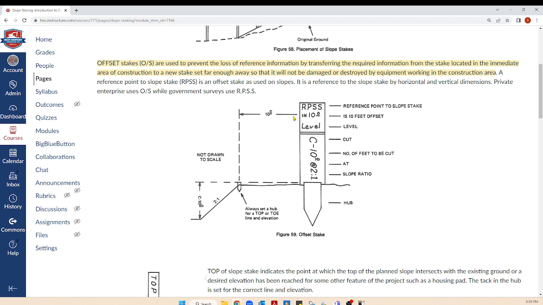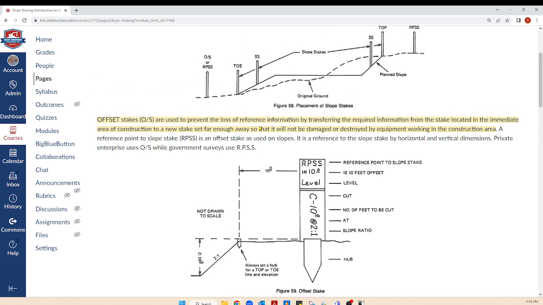It is a reference to the slope stake by horizontal and vertical dimensions. Now, private enterprise sometimes use OS instead of reference point, instead of RPSS, while government services might be using that. It will change West Coast, East Coast. It'll be a little different, but it all gets the same thing. Now, offset stakes are used to prevent loss of all this reference information.